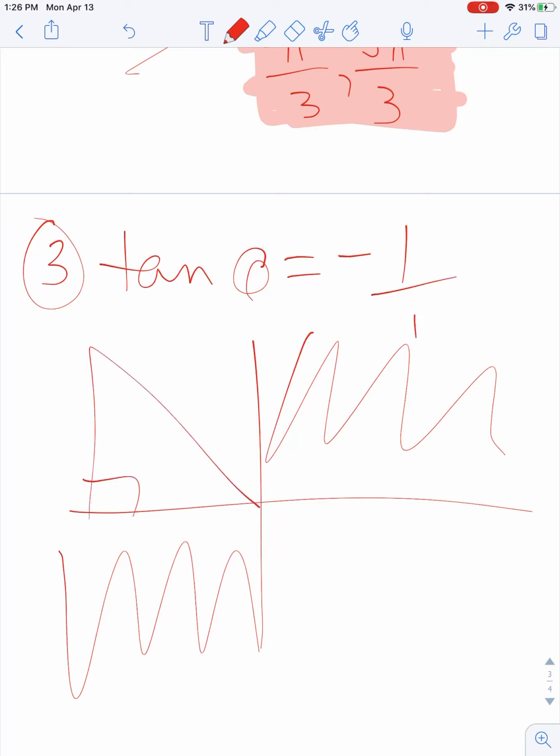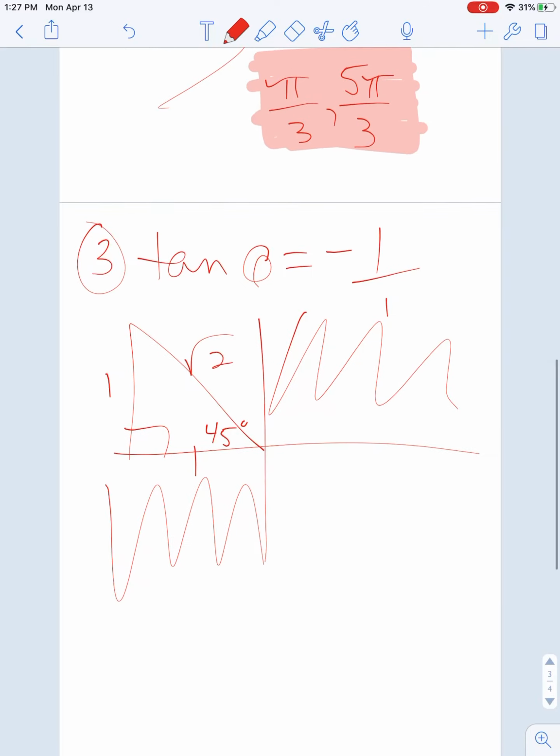This is over 1, right? So opposite over adjacent is 1. That tells me the reference angle is 45. 45 is the only degrees I'm thinking of. I'm going to make that pi over 4. Is pi over 4 an answer? No, it is not, because pi over 4 is the first quadrant. So I need to get a second quadrant and a fourth quadrant.